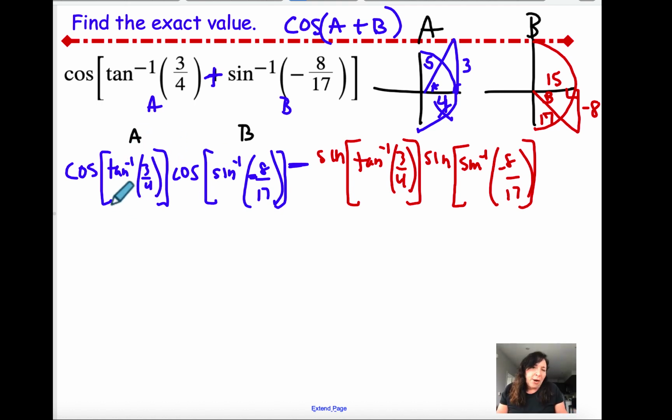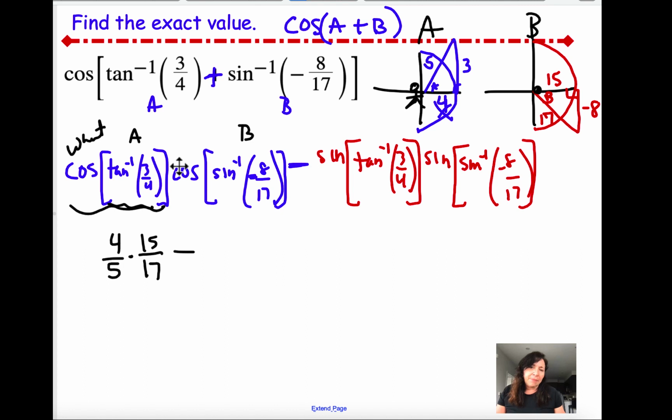So this is saying, where is tangent 3 over 4? Right here. This is it. You go, hey, I'm right here. This is saying, what is cosine of where I'm at? Cosine is adjacent over hypotenuse. So this whole thing here is now 4 over 5 times, where is sine? Negative 8 over 17. Sine over here is going to be negative 8 over 17. That's where I'm at. I'm right here now. What is cosine of where I am? Cosine is 15 over 17. So this will be 15 over 17.